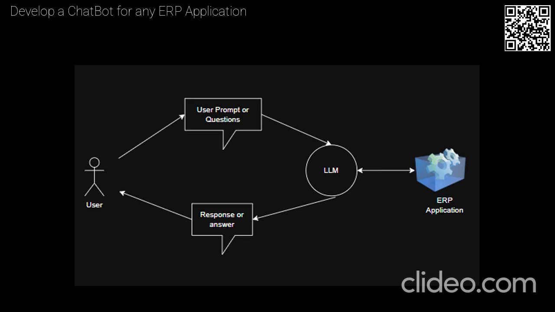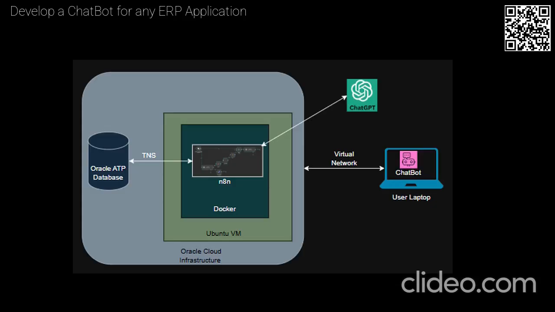So what do we need, right? We need, of course, one ERP application database. For this demonstration purpose, I'm going to use Oracle ATP database, and then we will use the OpenAI API, the recent API 4.0 from ChatGPT. Then we'll have some kind of addition.